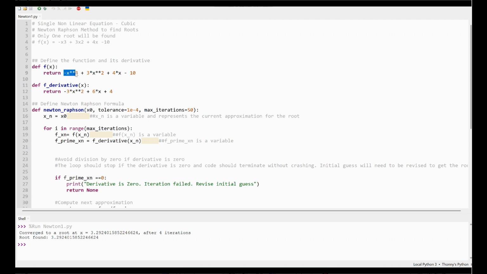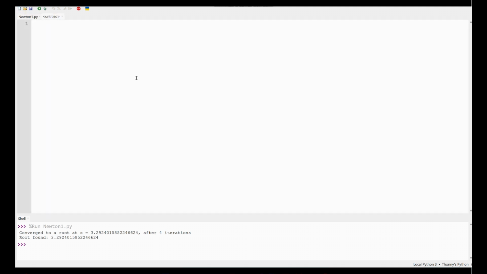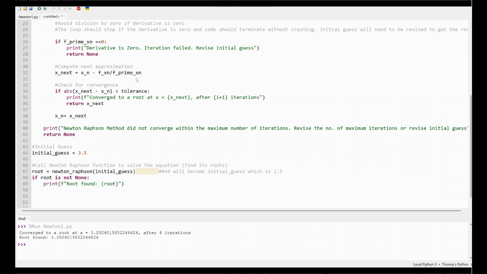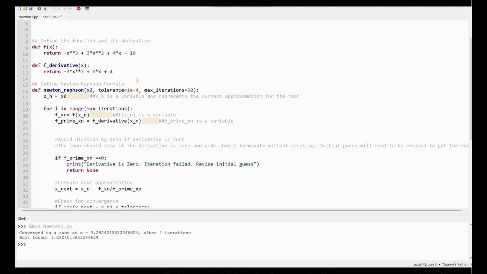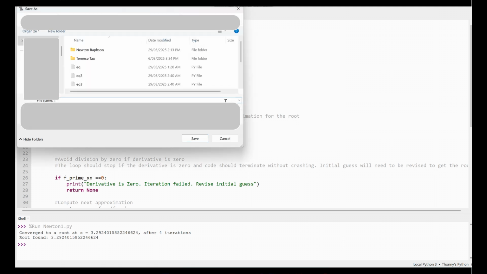So right now, because this is a cubic equation, x is raised to the power 3, we know that it has 3 roots. So rather than giving initial guesses individually and trying to find the roots, what I can do is I'll copy this code in a new file, and I'll tweak it a bit. So over here, instead of only one root, I will say all 3 roots will be found, and I'll save the file first.